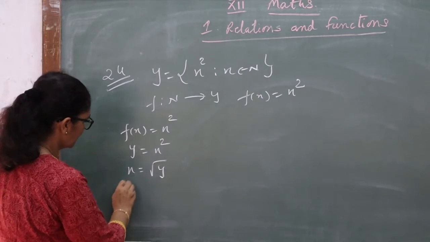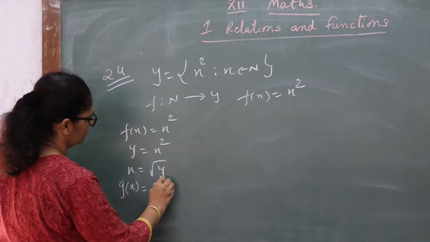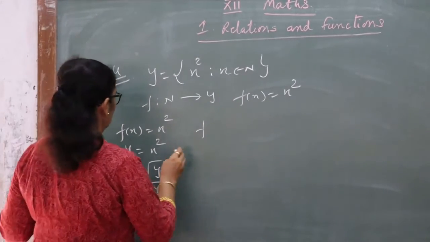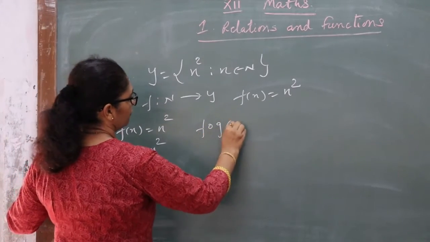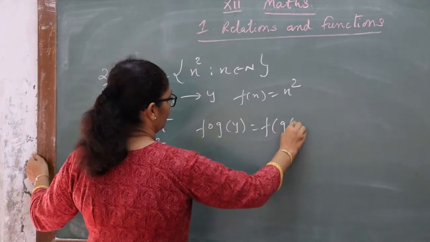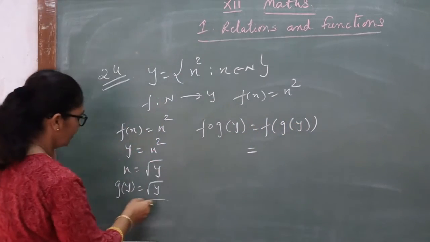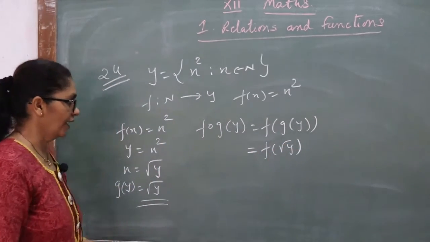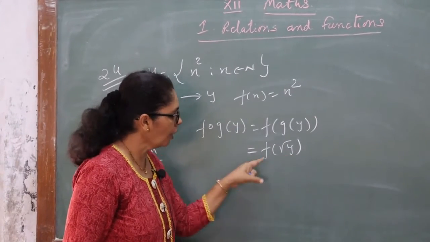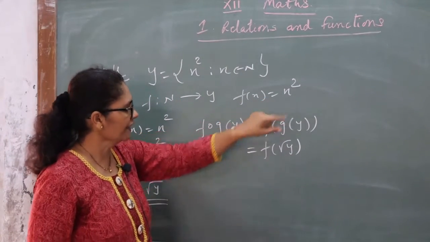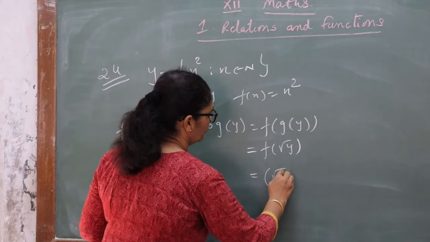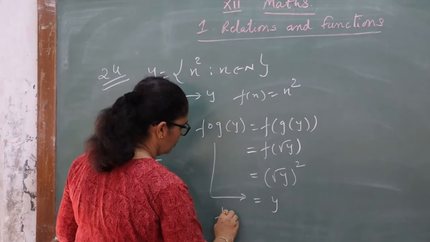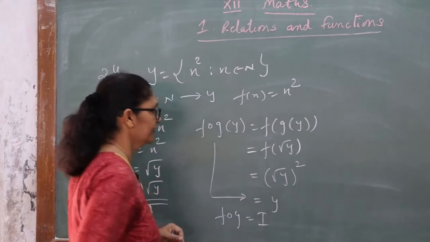So if we consider this as g of y, root y, now let's combine f over g of y. So f of g of y. What is our g of y? Root y. So in place of g I have written root y. Now consider this as n, and you have to put it in f. So what is f of n? n square. So root y, squared, is y. What have I proved? f over g is identity.